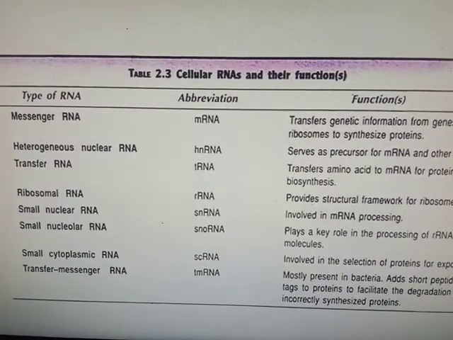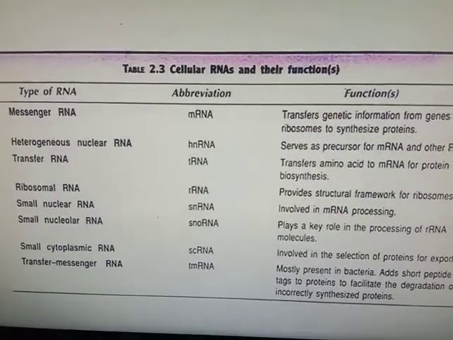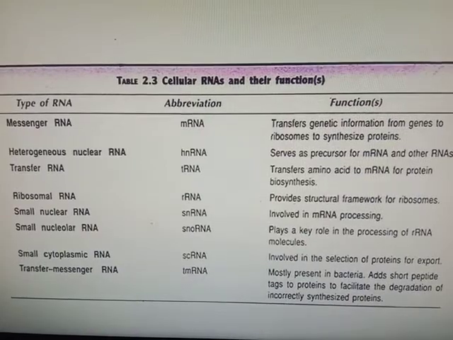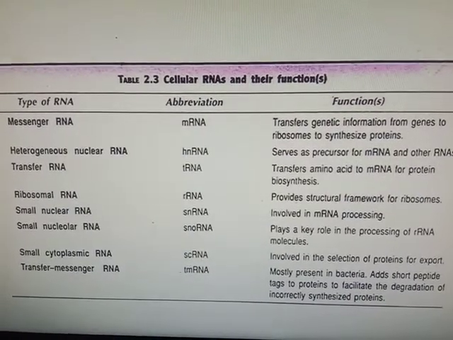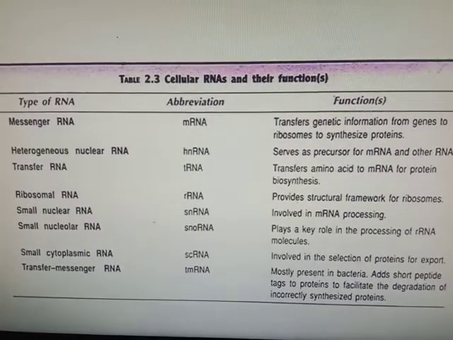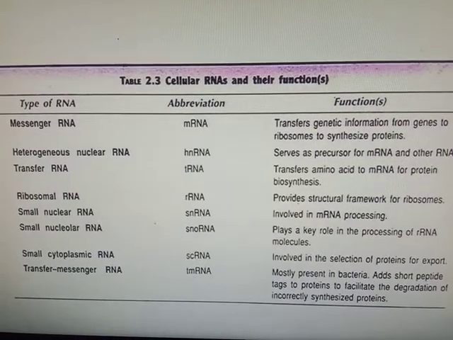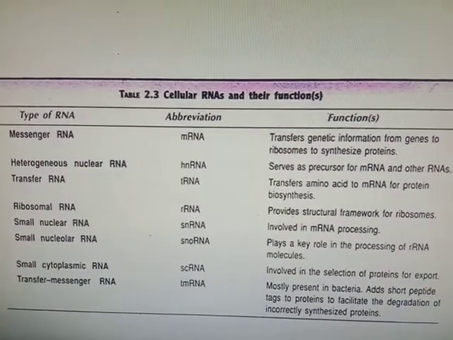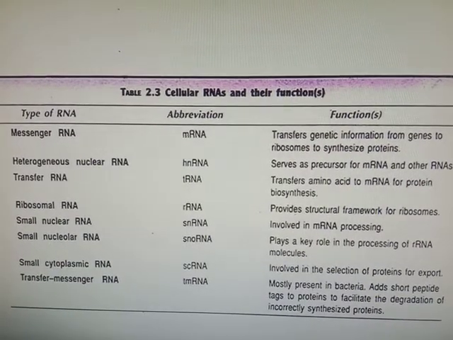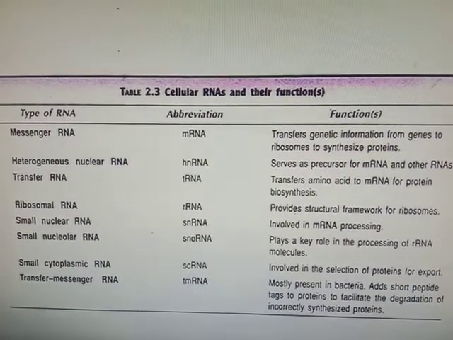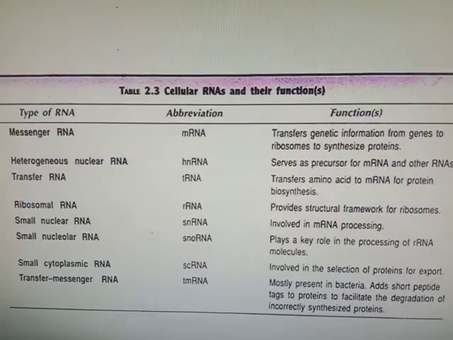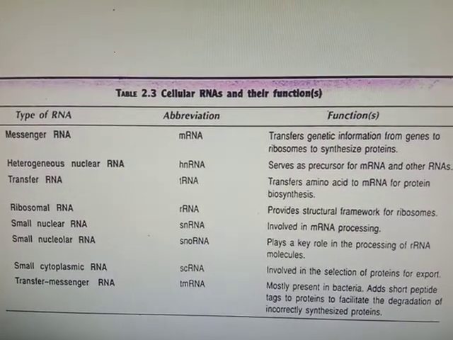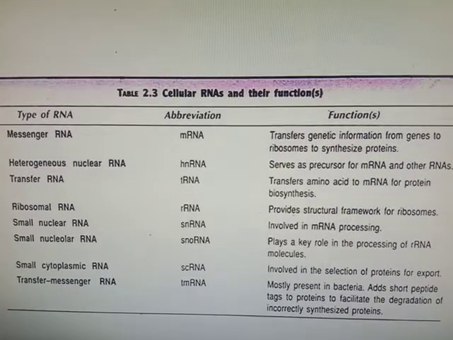Then transfer RNA, also called tRNA. It helps in the transfer of amino acids to mRNA for protein biosynthesis. Amino acids bind to tRNA and they are transferred to the ribosome during protein synthesis. Then ribosomal RNA, also called rRNA, provides the structural framework of the ribosome. So ribosomes are made up of ribosomal RNA, which is the structural assembly for protein synthesis.